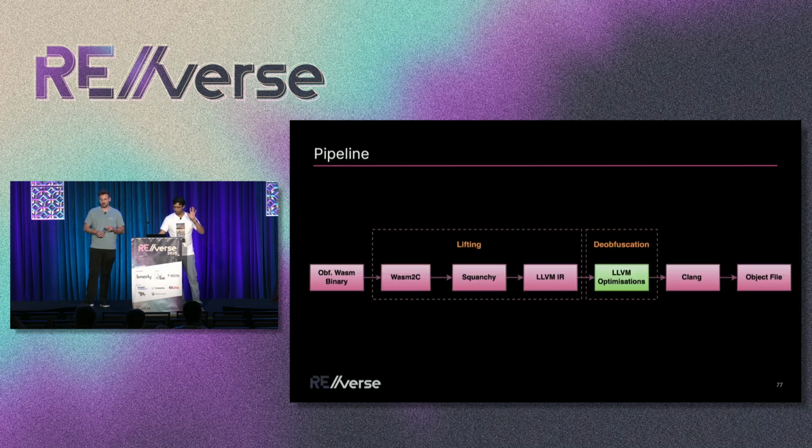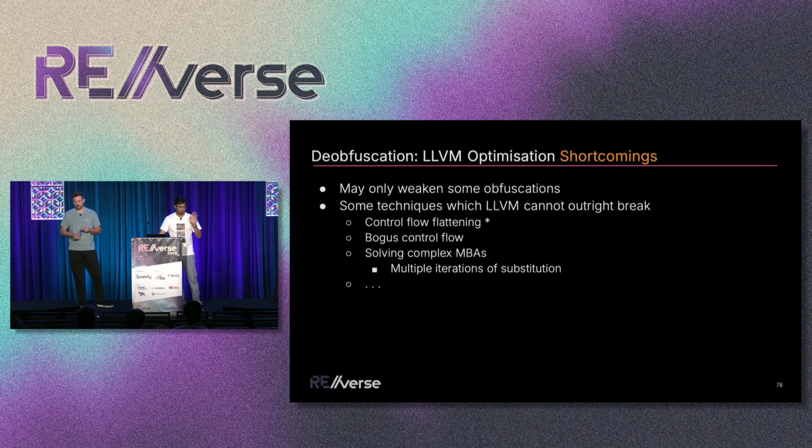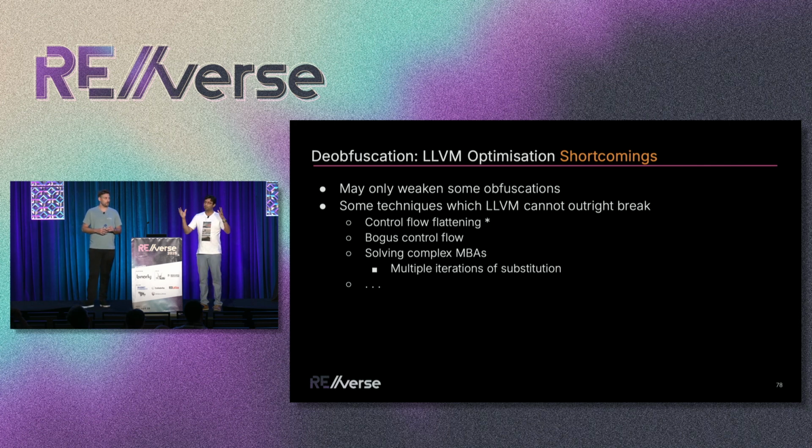So we have LLVM optimization working for us at least. But there are shortcomings to this, as we just saw. Whenever we apply any obfuscation related to the flow, for example, control flow flattening or bogus control flow, LLVM optimizations are hit and miss. If it gets too complex, you may not be able to recover it. Similarly, for MBAs, if you have complex MBAs, LLVM won't be able to solve it. And there could be other cases as well when you start applying it in real world situations.